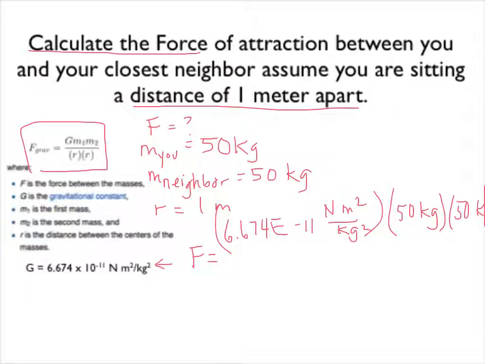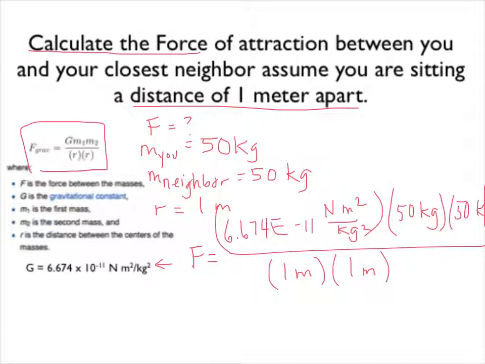I just lost my G, but it's there. And R, well, we have 1 meter and 1 meter. And that's the way we get R squared, is R squared is just R times R. And so for the sake of plugging this into our calculator, I'm going to do it this way. I think it will be the easiest for everybody to understand.